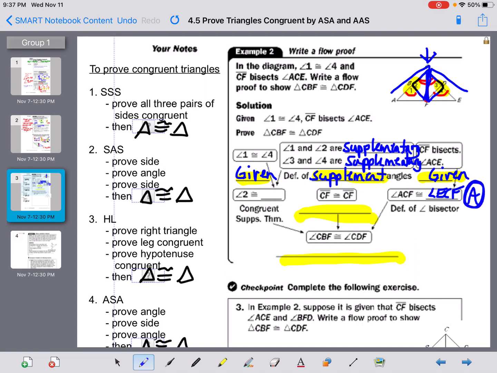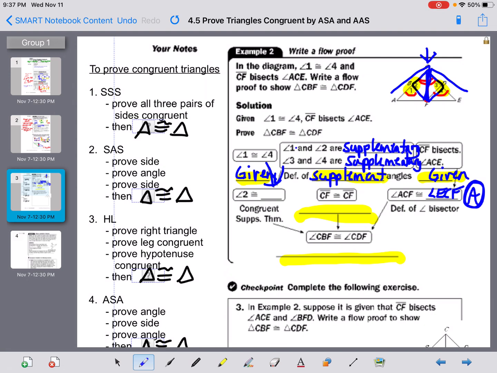All right, now, this is one thing with flow proofs that you can kind of see where this is going here. Notice over here that I get these arrows that say if 1's congruent to 4 and 1 and 2 are supplementary and 3 and 4 are supplementary, then, okay.